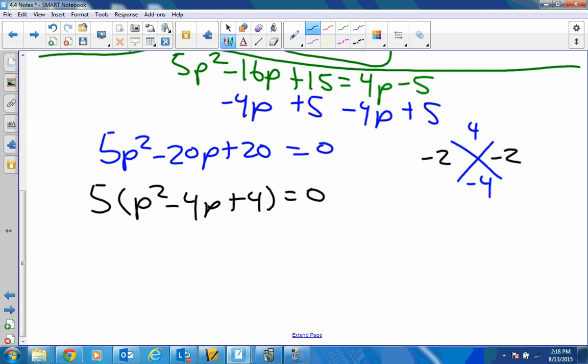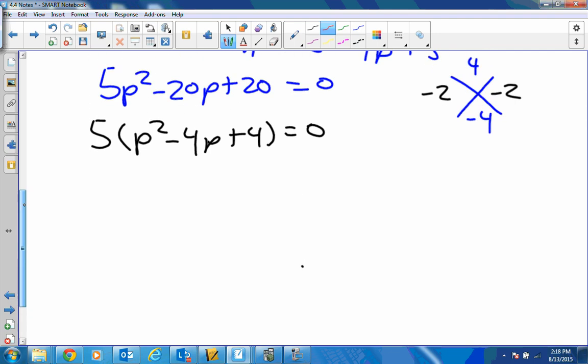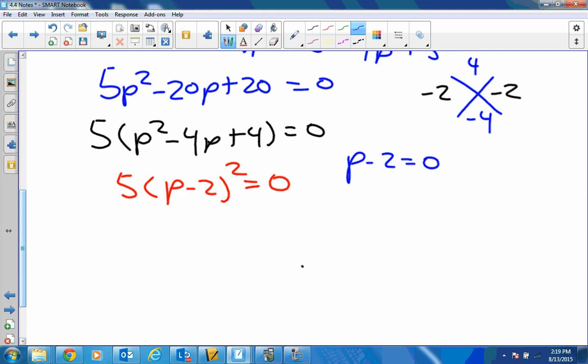So we can write it as p minus 2, or we can write it as p minus 2 squared equals 0. Either way works. So you're only going to have one answer on this. You just set p minus 2 equals 0. Add 2. So p equals 2 is your answer. So that's how you go about solving that.